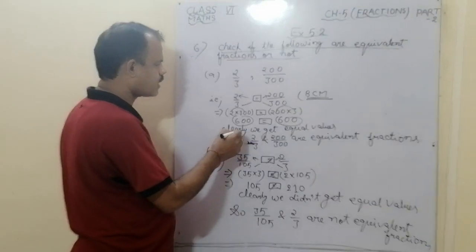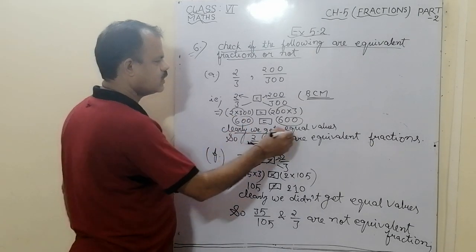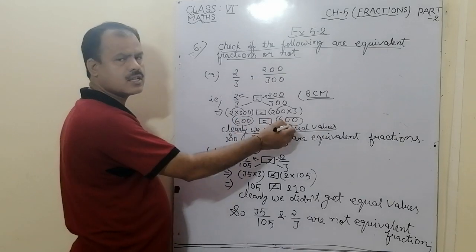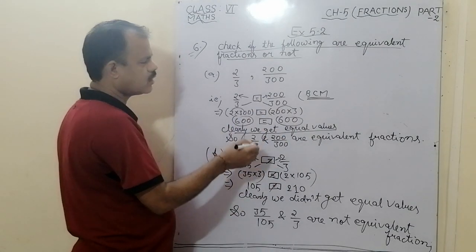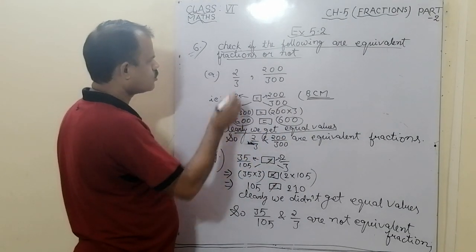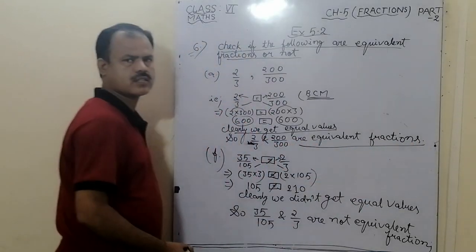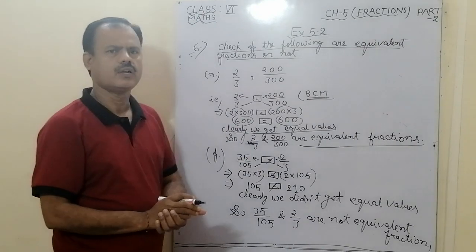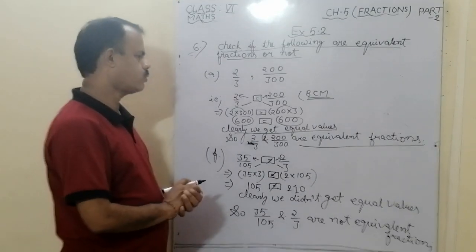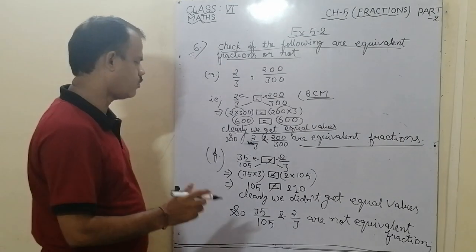By cross multiplication, clearly we get equal values, 600 and 600, so both are equal. So we can say that 2 by 3 and 200 by 300 are equivalent fractions. If the values are equal, then you can say both the fractions are equivalent.